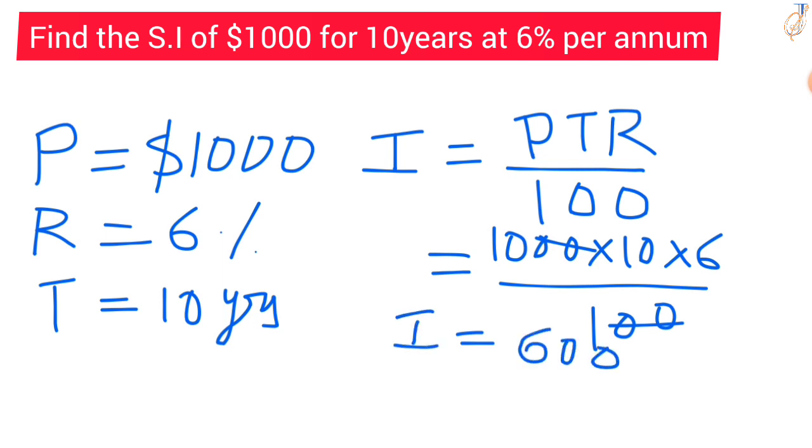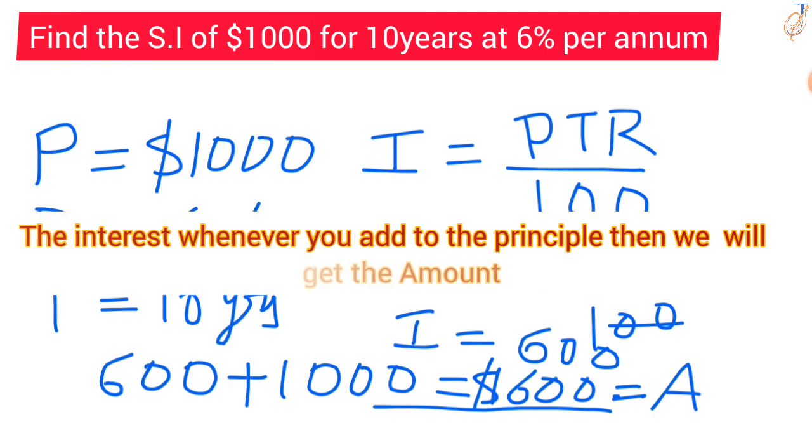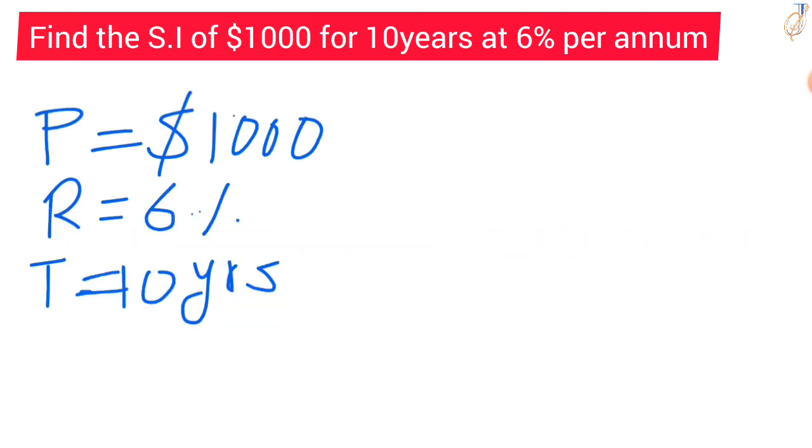When you add the interest to the principal, then only you will get the amount. So this interest 600 added to the principal which is 1000, then you will get the amount. This is the traditional way to solve this. Here what you are observing is that the interest, when you add it to the principal, then only you get the amount. Just keep that point in mind. Now I will show you how to use our trick.